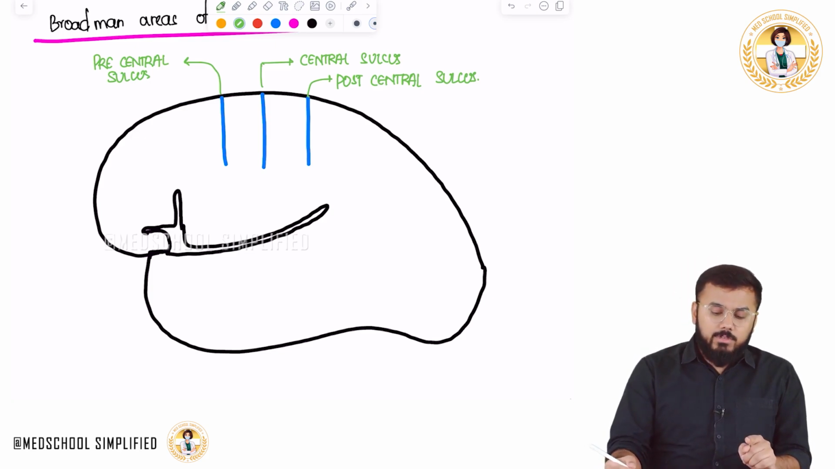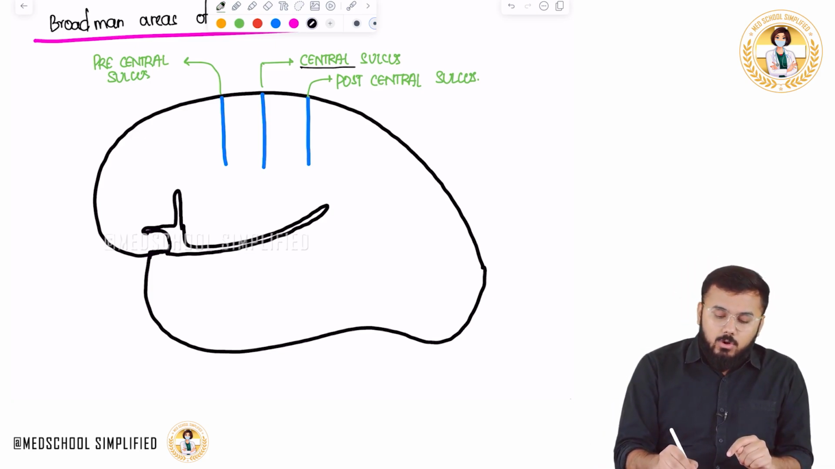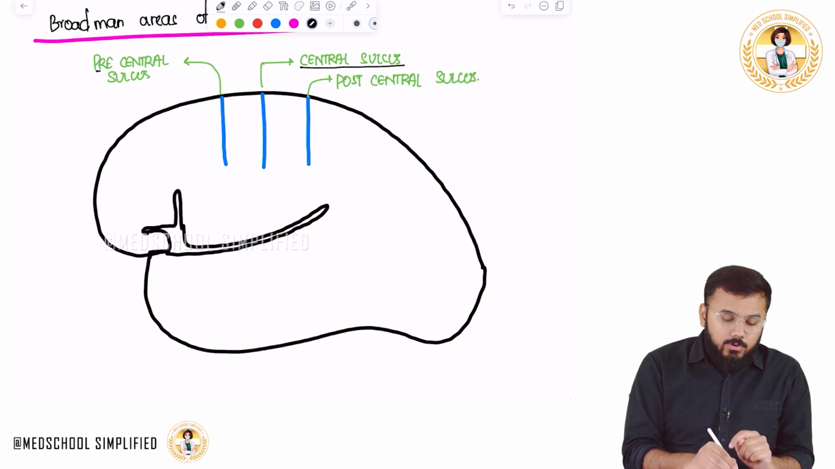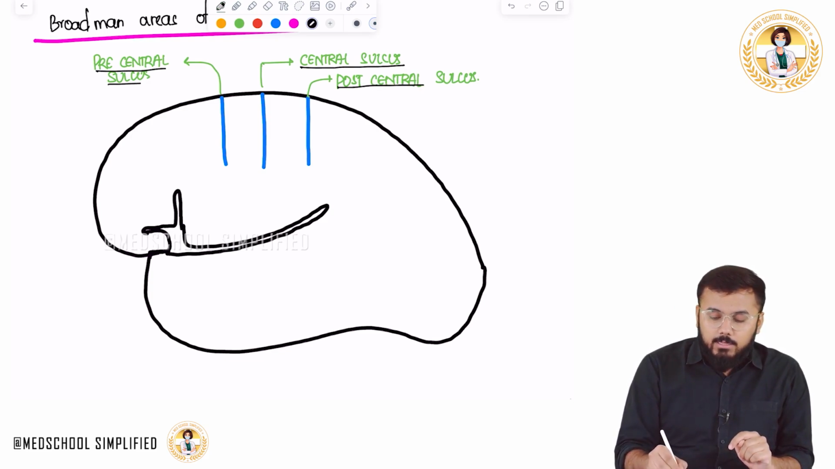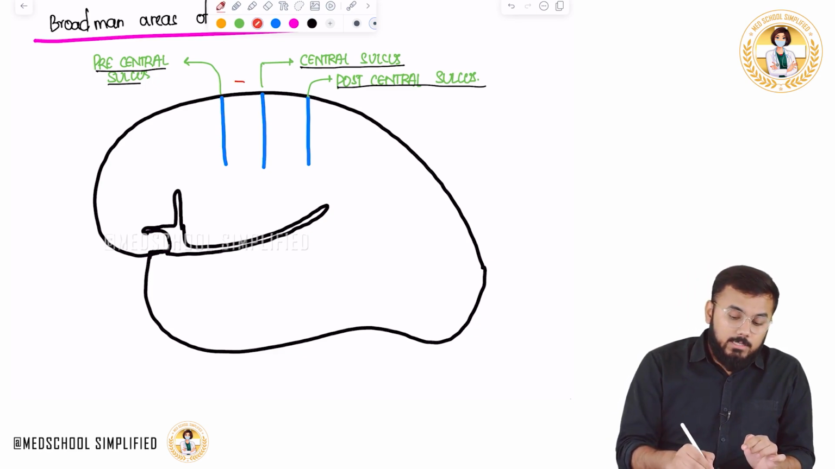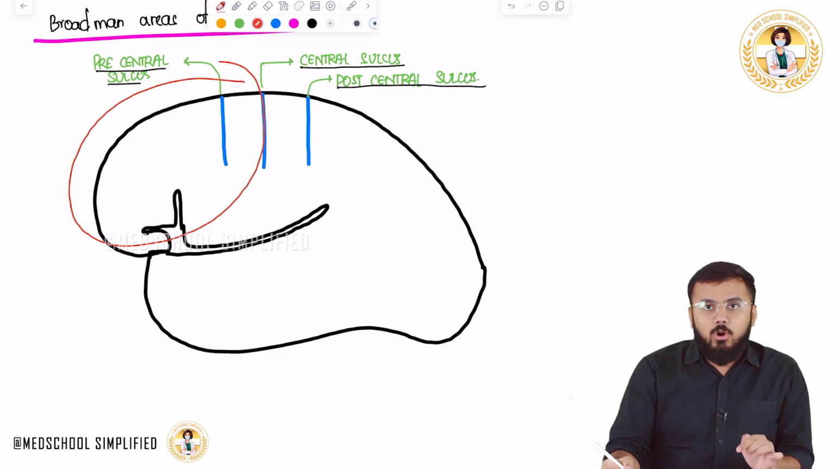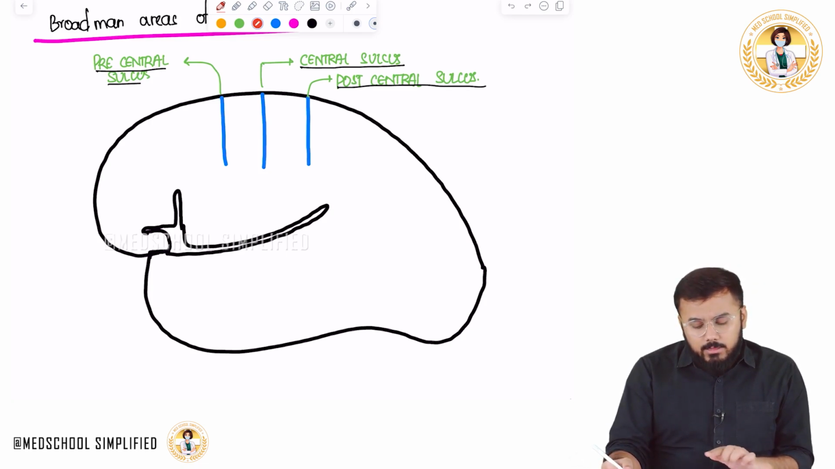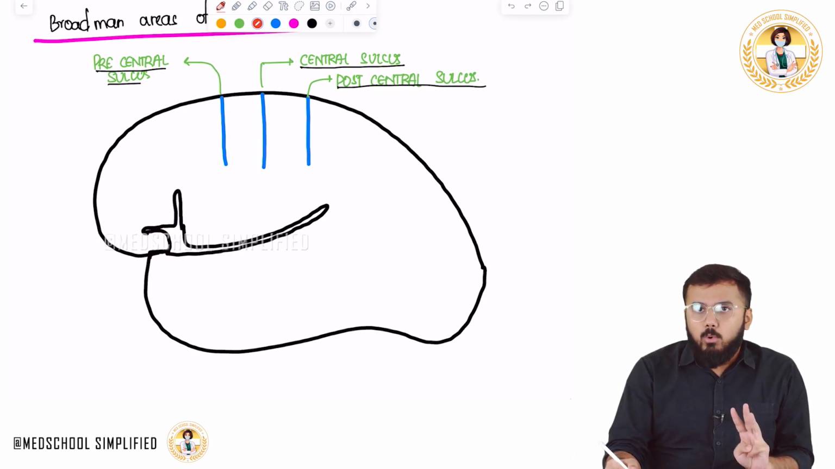So how many sulci have we discussed here? One is the central sulcus. Next is the pre-central sulcus, and finally the post central sulcus. If you look here, in front of the central sulcus, this entire part is called the frontal lobe.